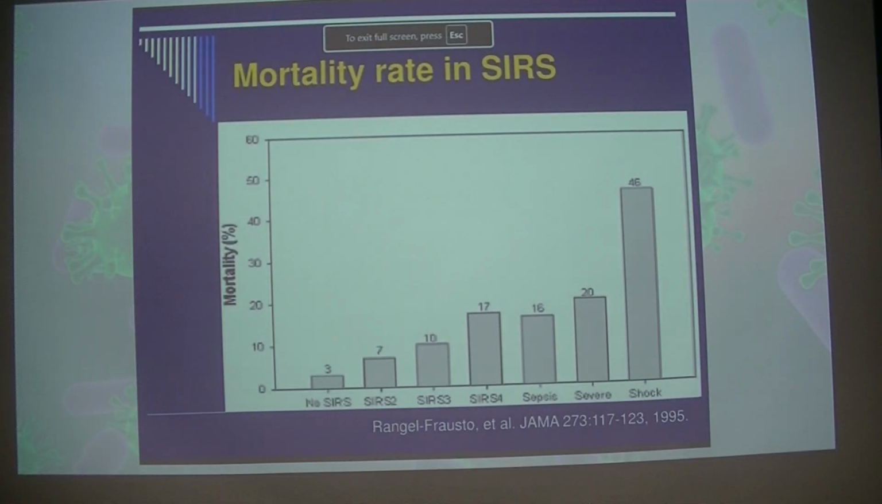So this shows the mortality rate with SIRS. And the mortality rate with sepsis is high. And we're trying to lower that, and I'll show you how we're going to do that in a little while. So here, with no SIRS, you're down at 3. If you're at septic shock, you're at 46. Severe sepsis at 20, sepsis at 16. And you can see those numbers in the middle.